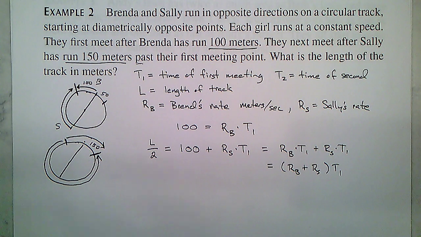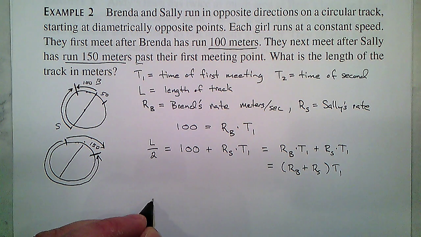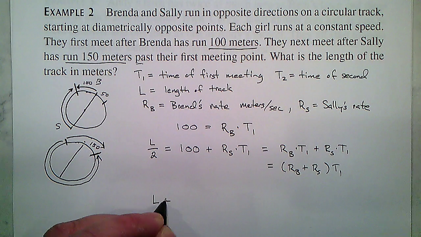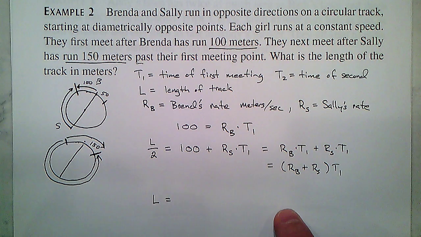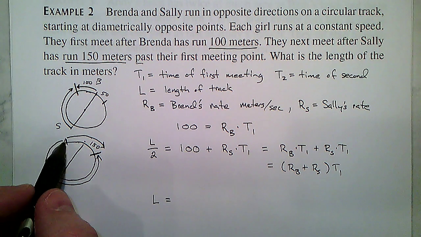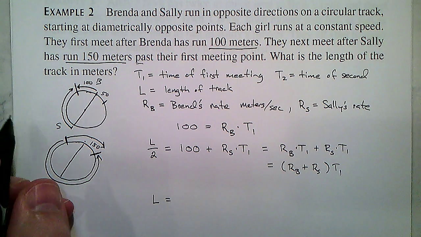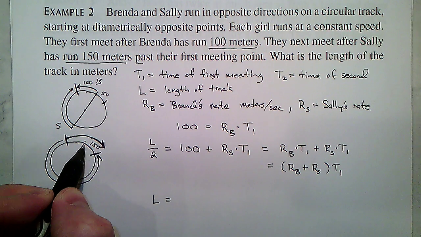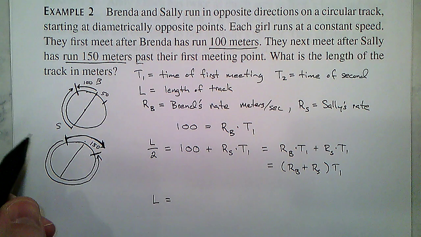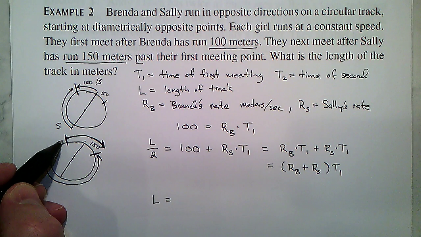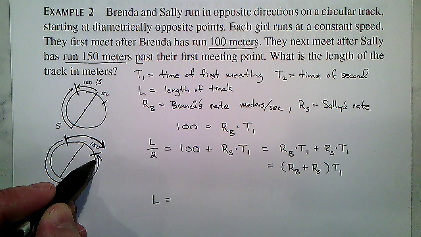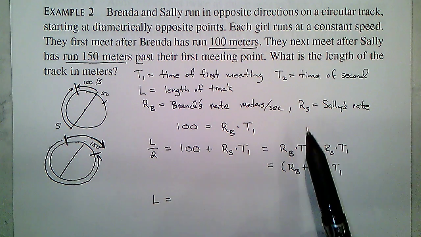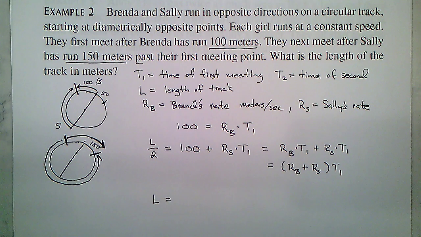So now we can say that the entire length is going to be, and by the way, the time it takes for Sally to start here and go all the way around to get that 150, and the time that it takes Brenda to start from here and go all the way around, that time is the same, and that's what we call T2. That's the time of their second meeting.